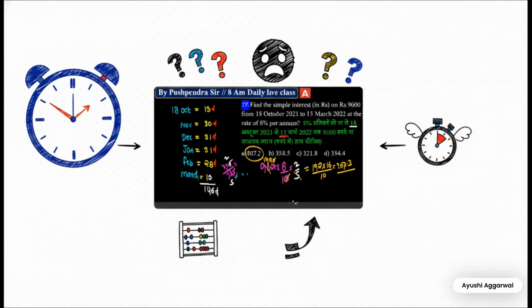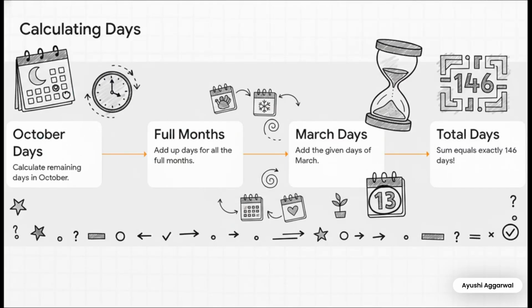But notice how neatly it's solved in the notes. Let me walk you through the logic. You just have to calculate the days step by step. October has 31 days. We start after the 18th, so that's 13 days left in October.